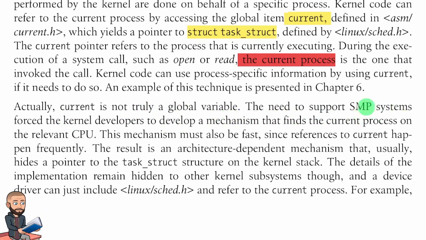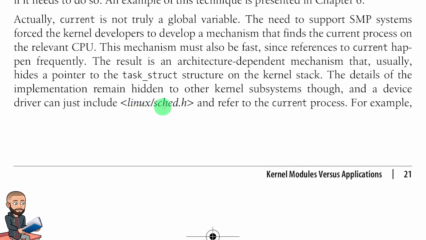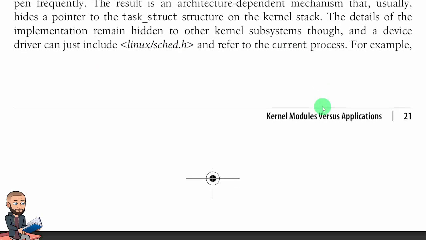The need to support SMP systems forced the kernel developers to develop a mechanism that finds the current process on the relevant CPU. The mechanism must also be fast, since references to current happen frequently. The result is an architecture-dependent mechanism that usually hides a pointer to the task_struct structure on the kernel stack. The details of the implementation remain hidden to other kernel subsystems, though, and a device driver can just include linux/sched.h and refer to the current process.